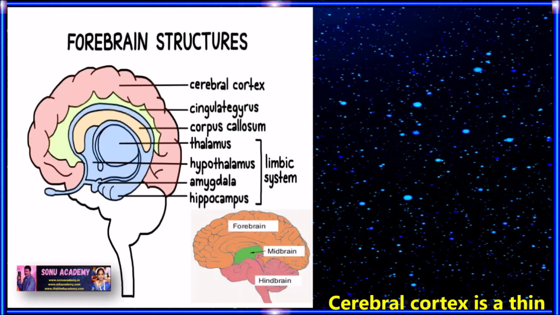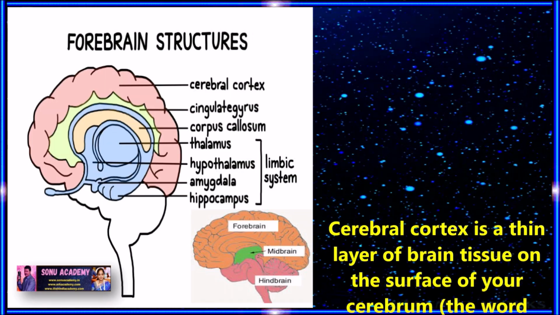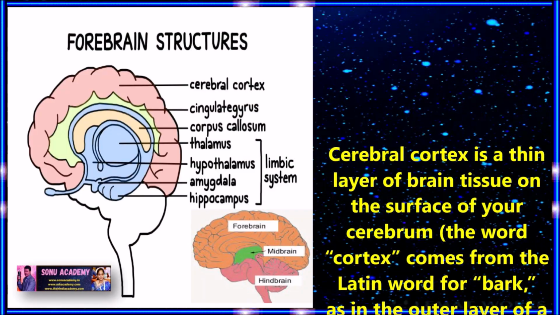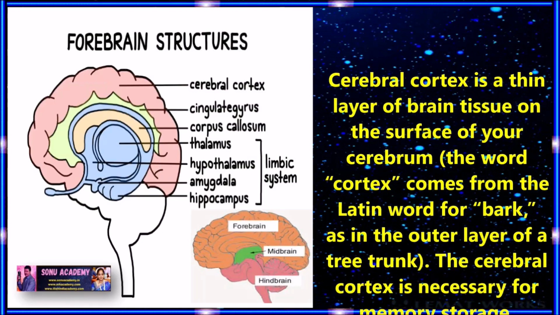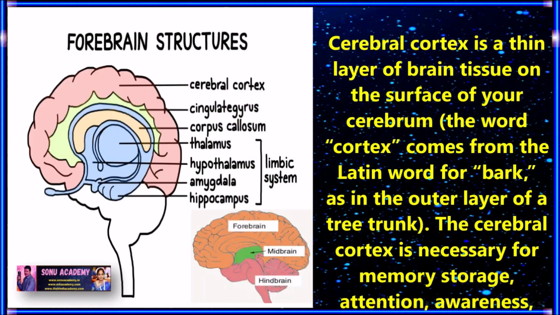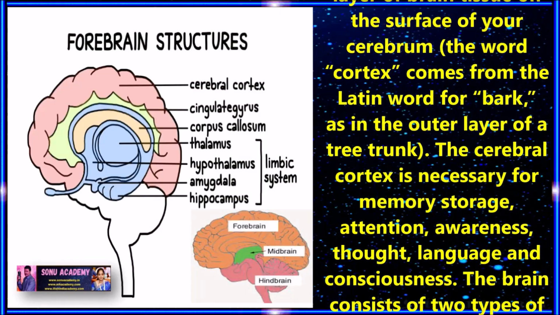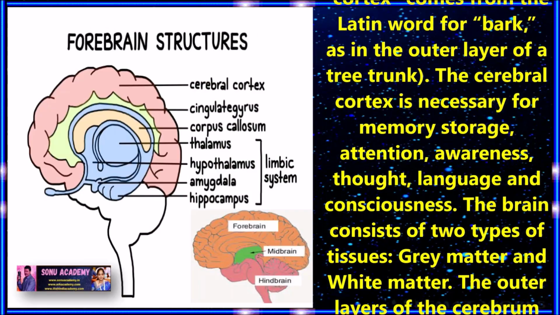Children, now let us discuss in detail what the cerebral cortex is. The cerebral cortex is a thin layer of brain tissue on the surface of your cerebrum. The word cortex comes from the Latin word for bark, like the outer layer of a tree trunk. The cerebral cortex is necessary for memory storage, attention, awareness, thought, language, and consciousness.